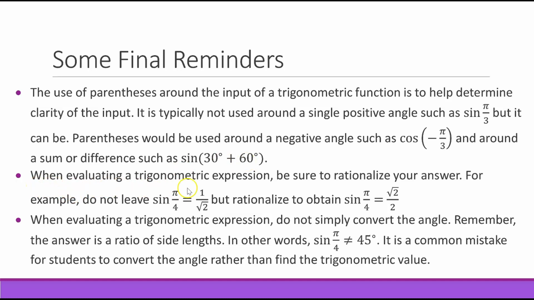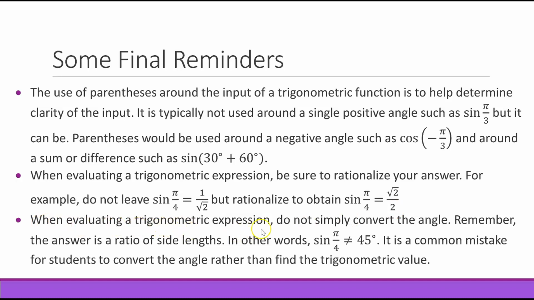When evaluating a trigonometric expression, be sure to rationalize your answer. Right? For example, don't leave your answer to sine of pi over 4 as 1 over radical 2, but rationalize to obtain radical 2 over 2. That's considered the most simplified version of the answer.